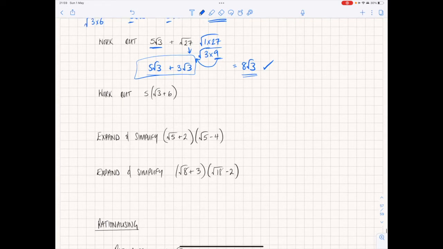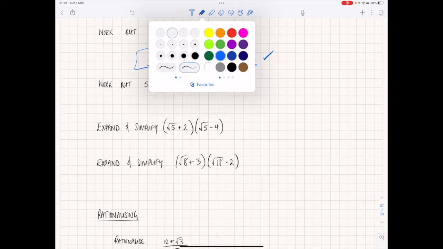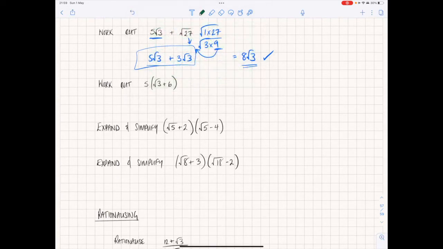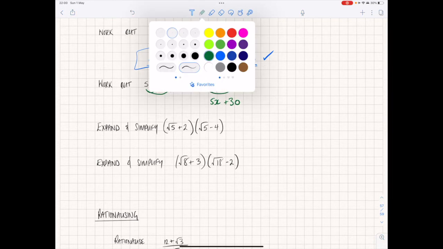So we're now going to look at multiplying with surds. This is an expanding bracket situation. So we're going to do this times this and this times this. You can think about this a bit like, if I had that, it'd become 5x plus 30. And the concept here is almost identical.